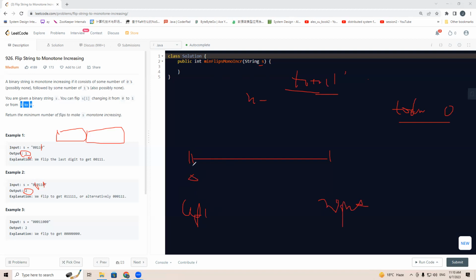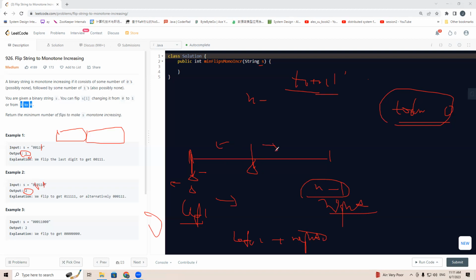At index 0, the number of ones on its left is 0, but the number of zeros on its right is total zeros. So we iterate this index, going through index 0 to index n minus 1, and the number of flips is left 1 plus right 0. In any position, the flips we need is how many ones on the left plus how many zeros on the right. So what we want is to minimize this sum.